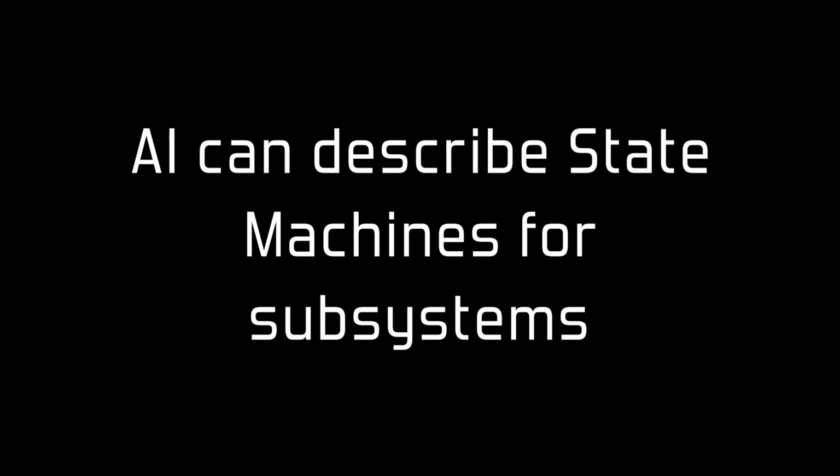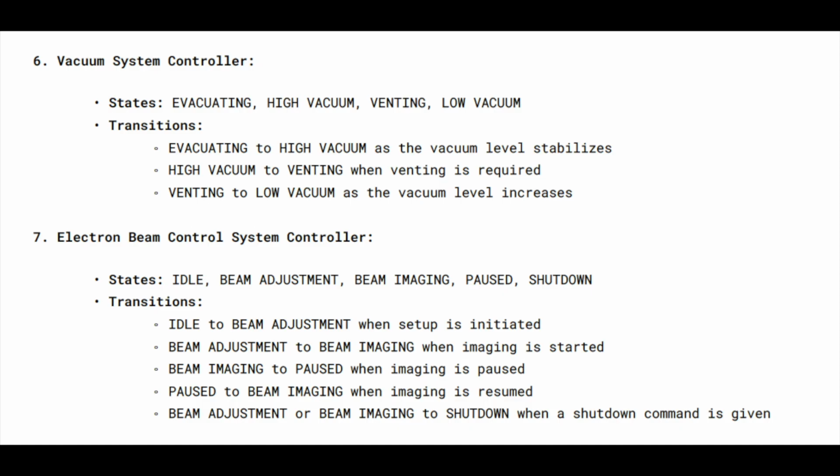We know that AI can write code for state machines, but you may not know that you can also use AI to basically describe the state machines for a lot of different systems. And here we've done this for an electron microscope.